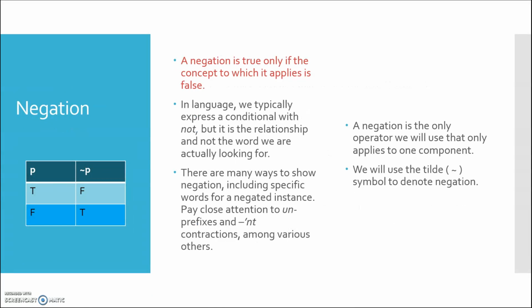Finally, we have negation. A negation is true if and only if the concept to which it applies is false. In language, this is usually expressed with a not. But there are many different ways to show negation, including specific words for a negated instance. Pay close attention to un- prefixes and n't contractions, among various others. The negation is the only operator we will use that only applies to one component. We use the tilde symbol to denote negation.